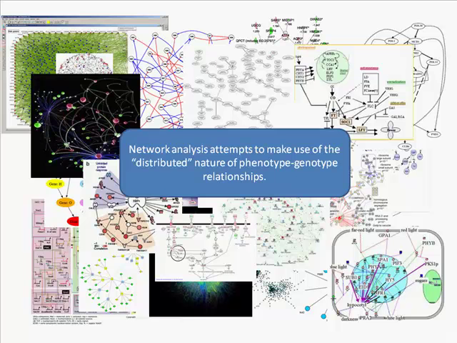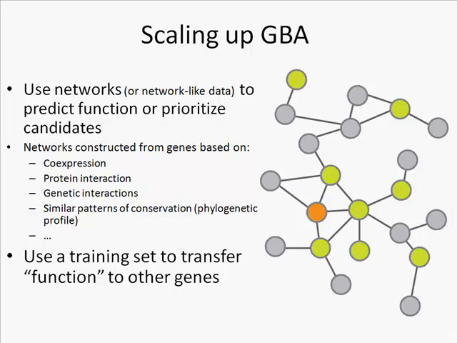Network analysis attempts to make use of this distributed nature of phenotype-genotype relationships, to build on this association between genes giving us ideas about their function, and scaling up what biologists have always done one gene at a time. So again, we call this idea guilt by association as a generic term. It's really just making an inference based on the properties of two genes, so that you can transfer information about one gene to another.